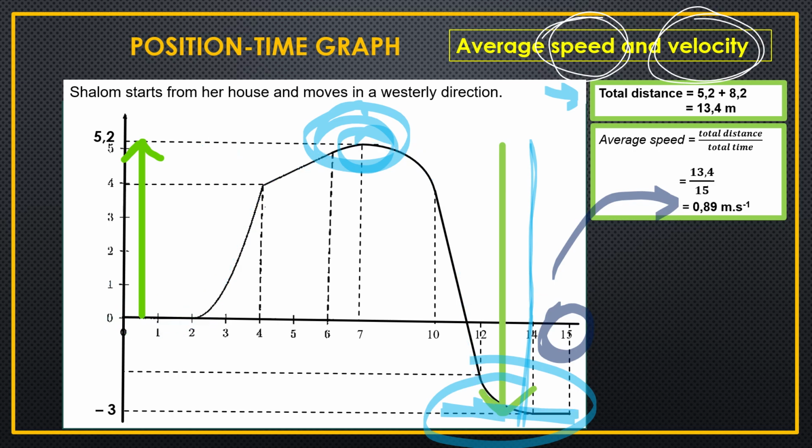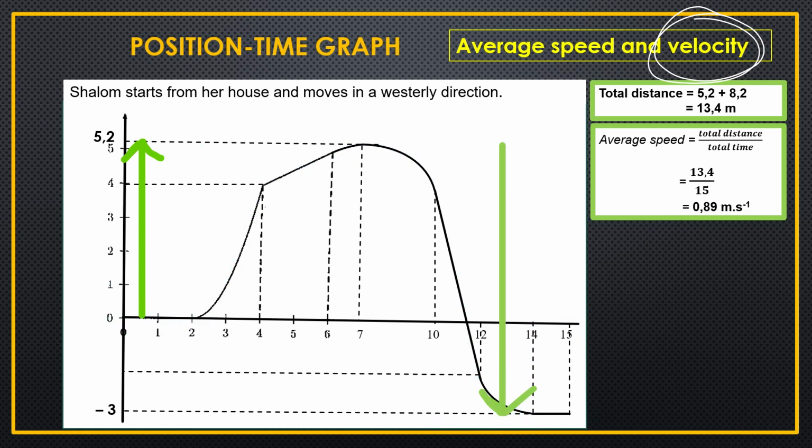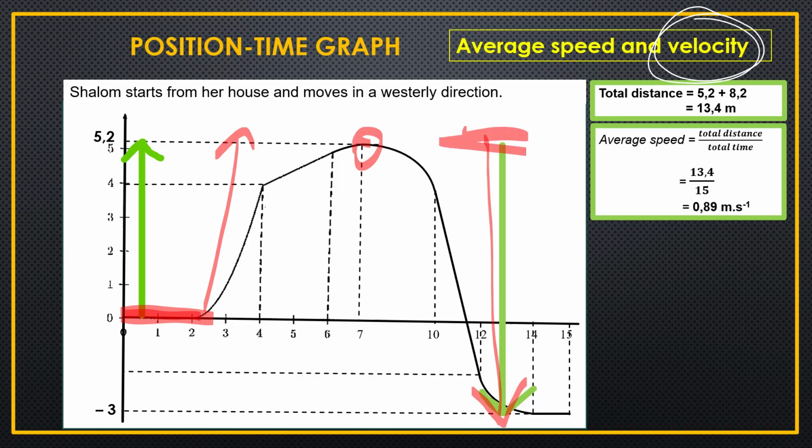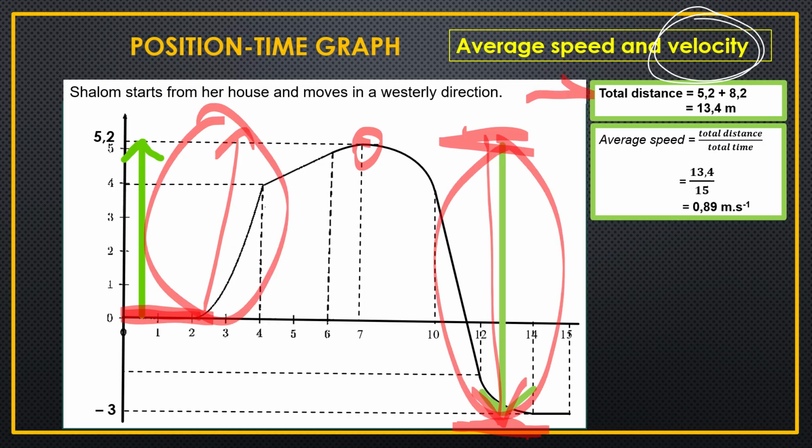So remember, how do you find the total distance this person covered in 15 seconds? This is where she started. She walked 5.2 meters up in that direction. Then she turned around and moved from there to there. So you need to add this distance to that distance, and that will give you her total distance.